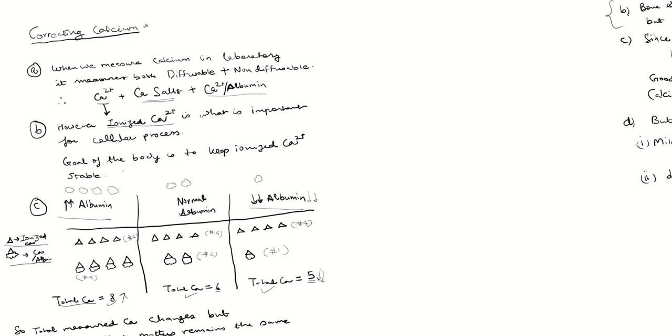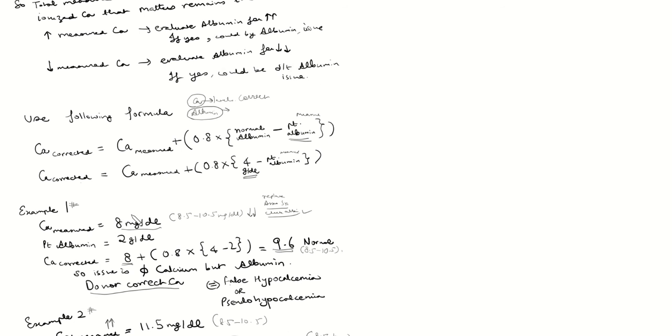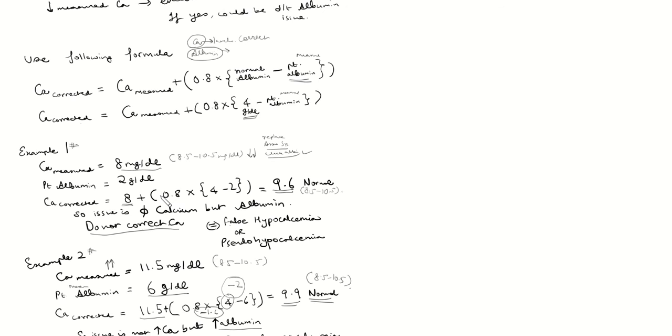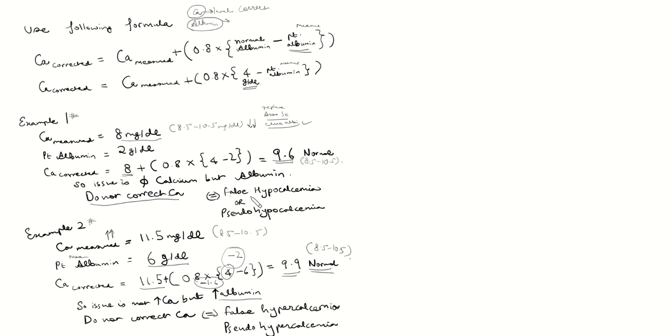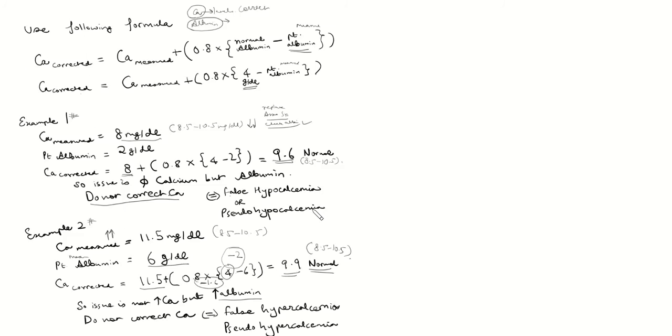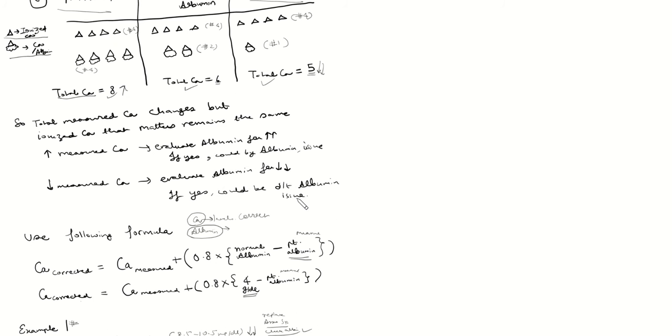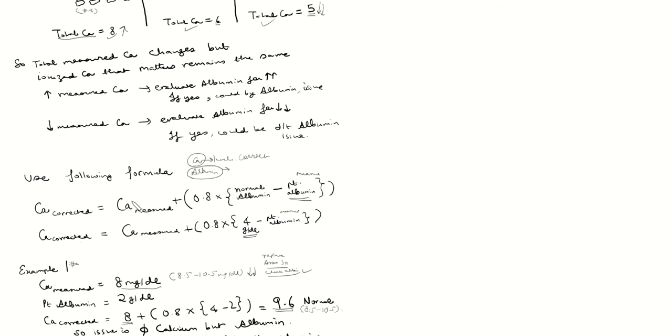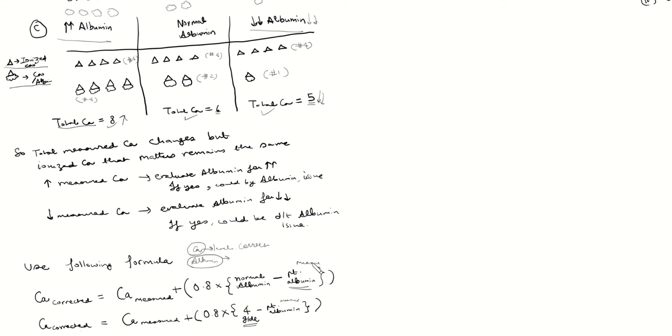We talked about correcting calcium, and the big formula was calcium corrected equals calcium measured plus 0.8 times normal albumin minus patient's measured albumin, right? And we looked at two examples which showed us false or pseudo hyper and hypocalcemia. So whenever we are trying to chase down calcium, we've got to make sure we correct it to make sure we are chasing down the right person. Okay, excellent. Perfect.